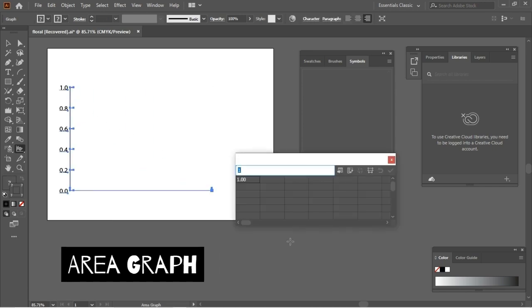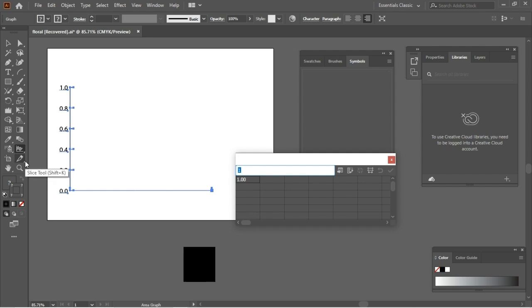An area graph is similar in structure to a line graph but instead has shaded areas to include broader values of information.